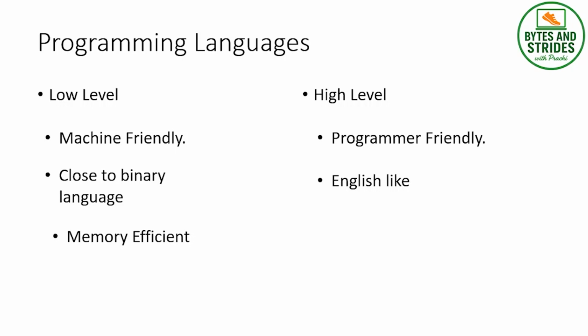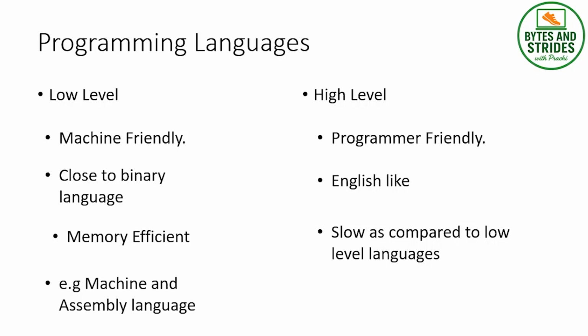Low-level languages are going to be very memory efficient because they can execute very fast. Whereas high-level languages, as we saw, need a language translator. So they are going to be slow as compared to low-level languages. Examples of a low-level language include machine language. Assembly language is a processor-dependent language. And high-level languages like Java, Python, PHP, C#, they all are high-level languages.